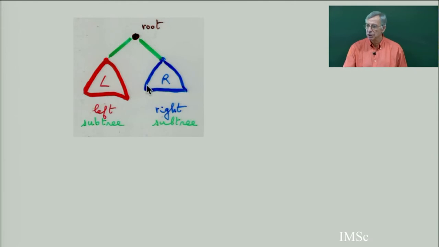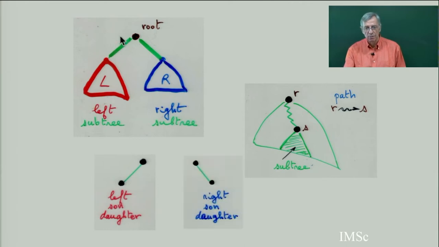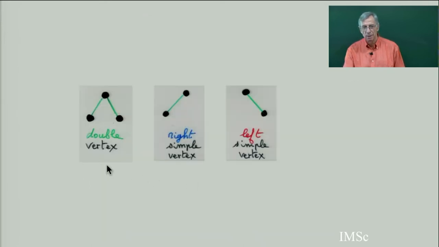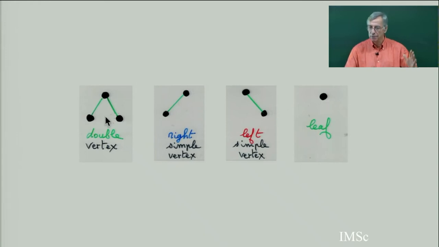So, some vocabulary. In a binary tree, there is a root, a left subtree, and a right subtree. If you take any vertex inside, below it there is a subtree. There is a unique path going from the root to the subtree. Here I have the left son or left daughter, and the right son or right daughter. There are four kinds of vertices in the binary tree: double vertex, simple vertex (right or left), and leaf. These four possible steps will correspond exactly, in our machinery with Laguerre histories, to the four possible steps: going northeast, going southeast, a blue east step or a red east step. This will be the east step, this will be going down, and this will be going up.